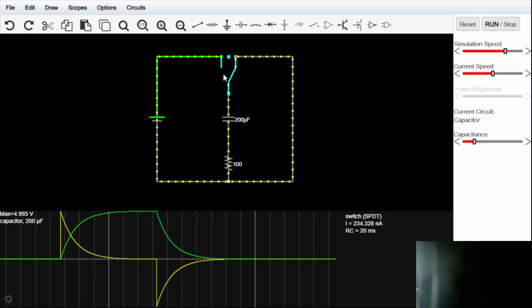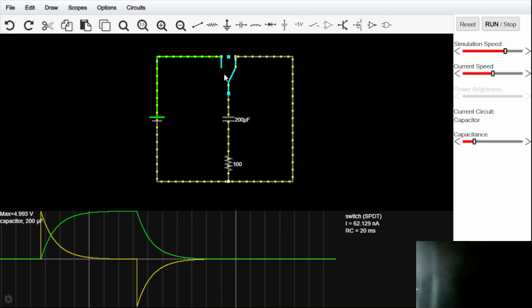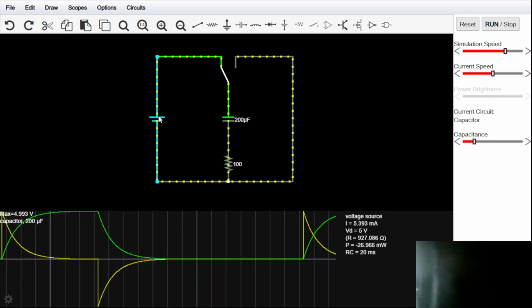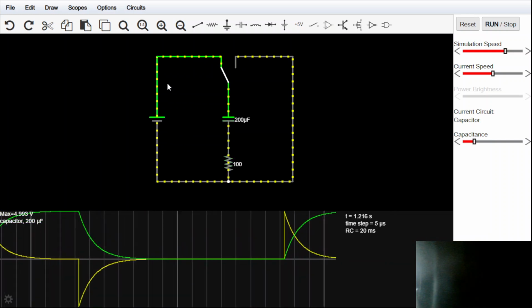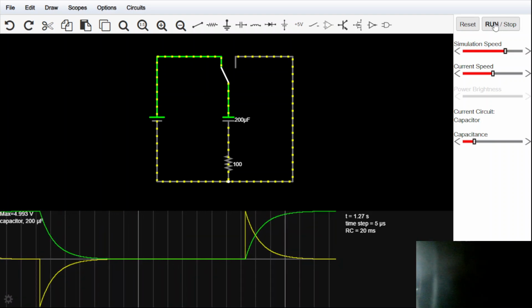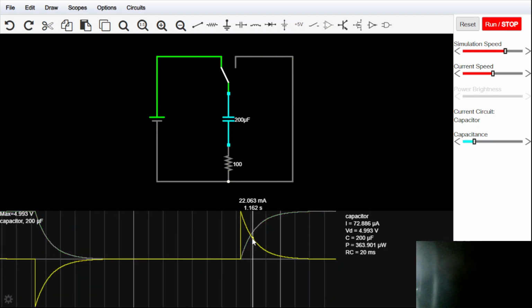Okay, so now let's charge the capacitor. So I'm going to flip the switch to the position of the battery. I have the battery here. At that point, the capacitor will start charging. Notice, let me pause this for a second. Notice what happens at the moment that I flip the switch.